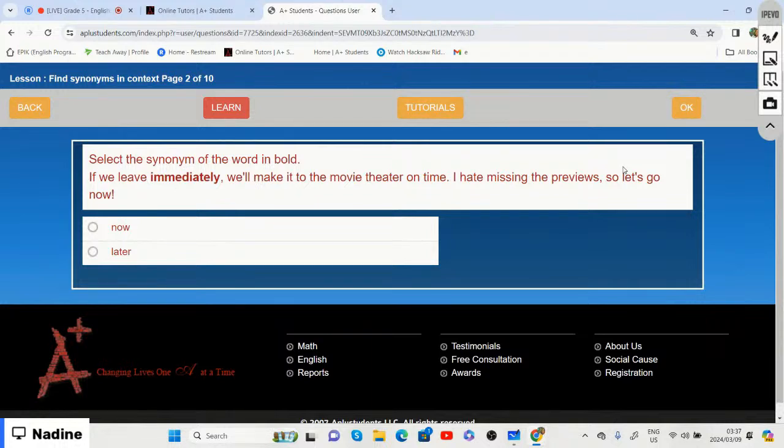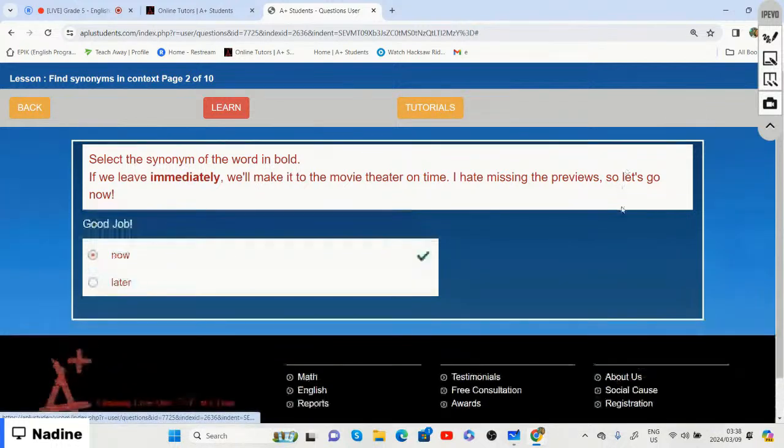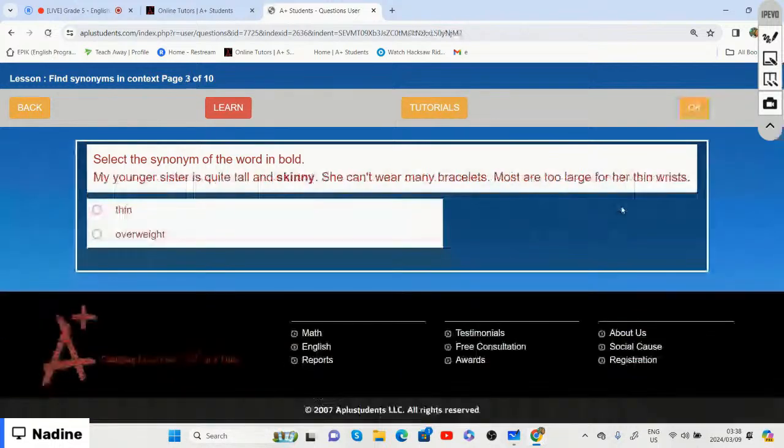So immediately. Another word for immediately. I will leave immediately. We'll make it to the movie theater on time. I hate missing the preview, so let's go now. Another word for immediately, right? And immediately it is now. All right, so now and immediately are synonyms.